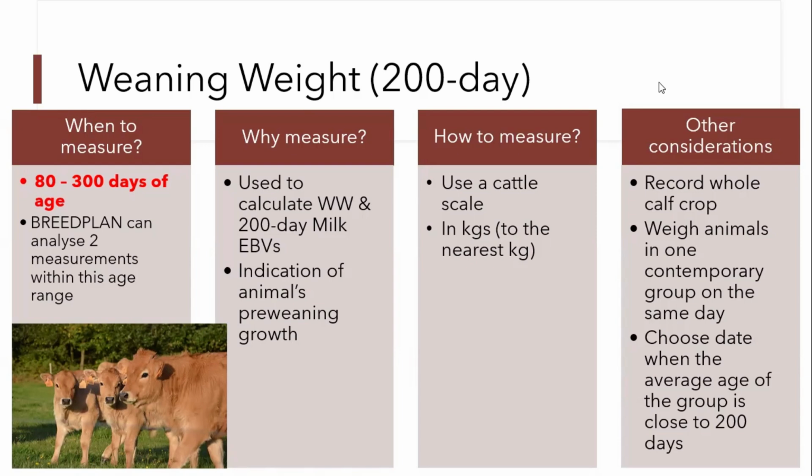Other considerations, you need to weigh the whole group of calves together, those contemporary groups that Mario referred to. You need to weigh them on the same day. And then when you decide when to weigh these calves, you look at a date where the average age of your group is close to 200 days. Or if you want to record them twice, you do it a bit before 200 days and a bit after 200 days.